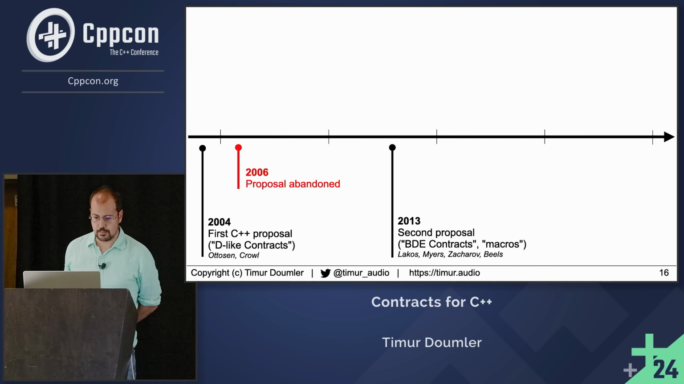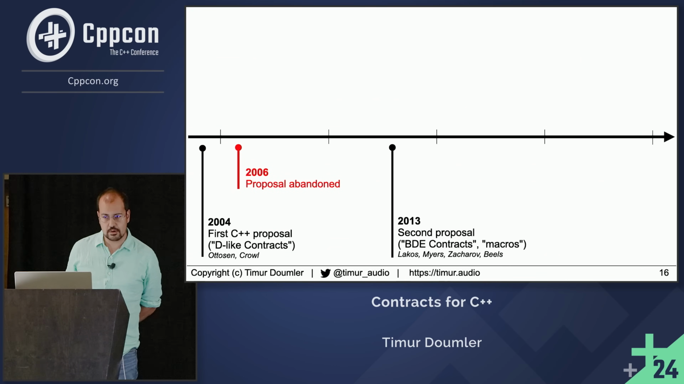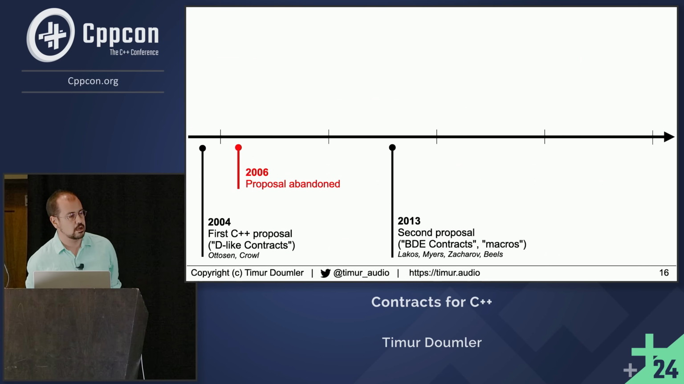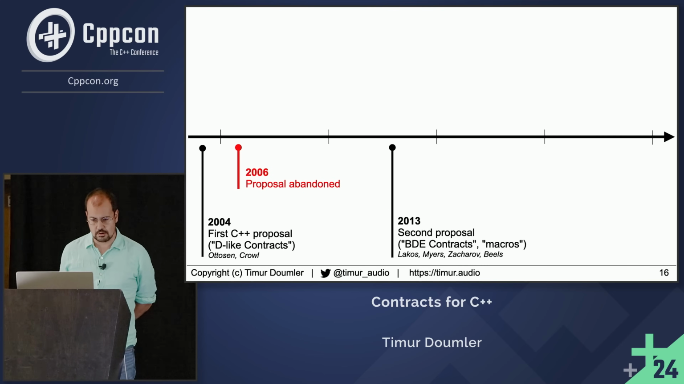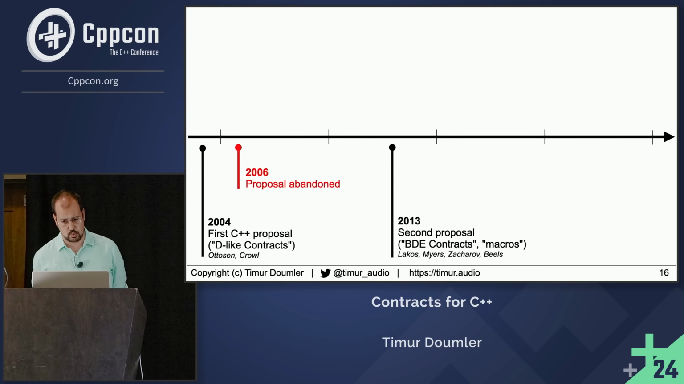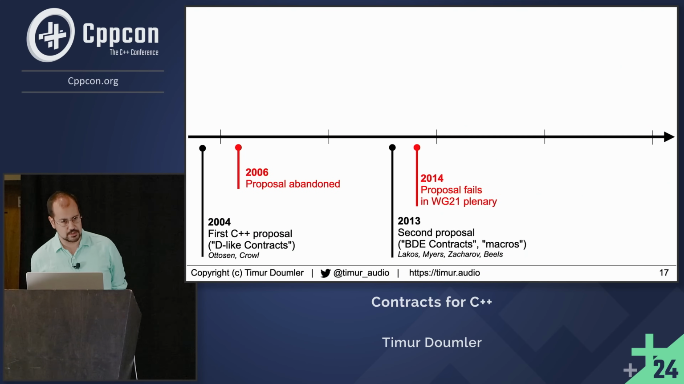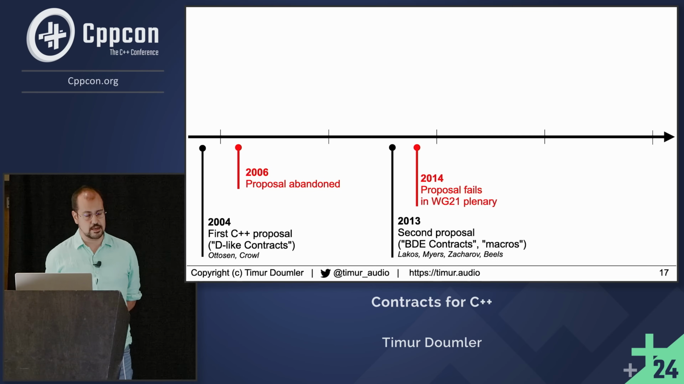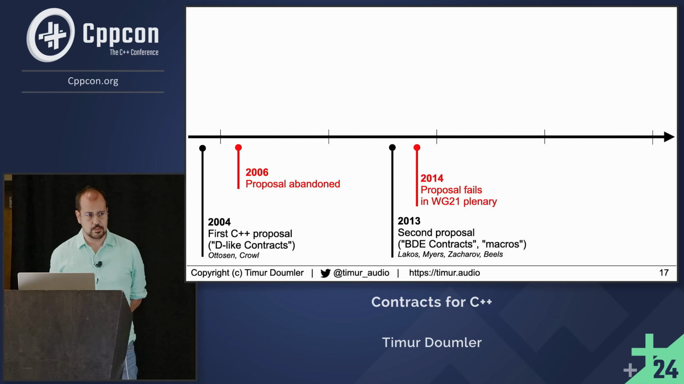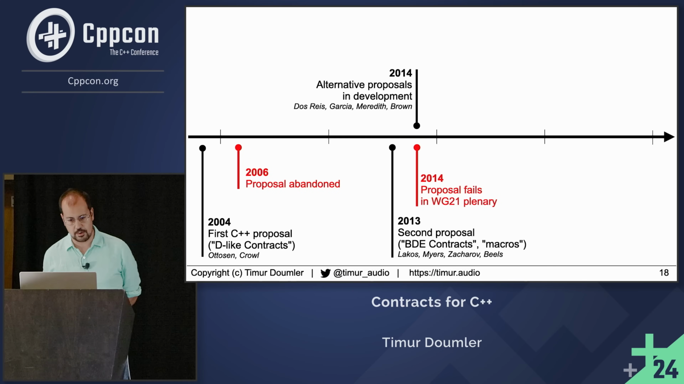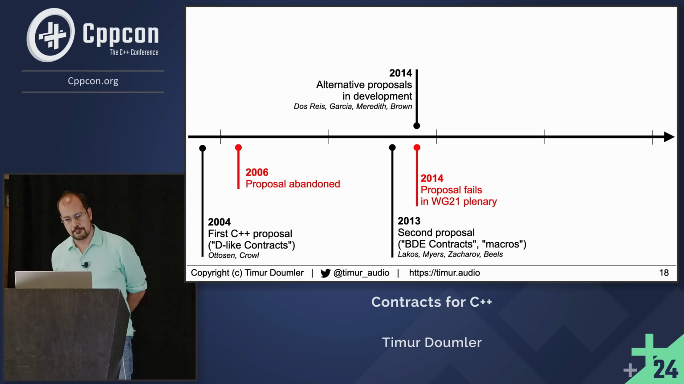There was a second proposal by John Lakos and other people from Bloomberg based on their BDE library. So it was a macro-based solution to add contract support. That proposal came out in 2013, went through a bunch of revisions as well, and in the end failed in plenary in the committee because people didn't quite agree that that was the right design direction. But around the time when that happened, there were quite a few other people who were working on this and wrote alternative proposals where things were kind of specified differently.